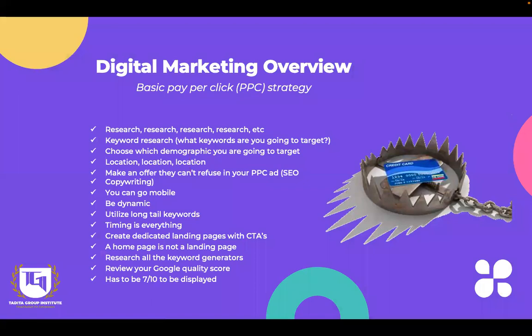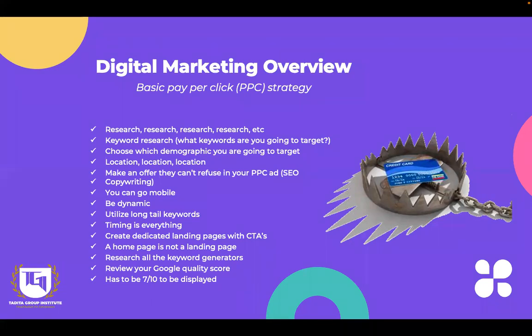Now, what are some of the basic pay-per-click strategies, or some of the basic search engine marketing strategies? Some of these strategies are the same as social media. Of course, before you start creating a campaign, you must do your research. You need to do your keyword research. You need to make sure you get the specific keywords necessary for that ad. Choose which demographic you are going to target. You need to choose the people you want to target, the environment, the location. Okay, you have location. You need to specify that as well.